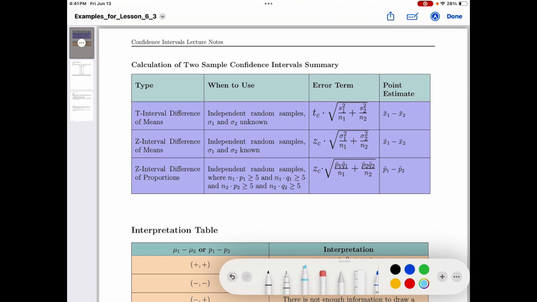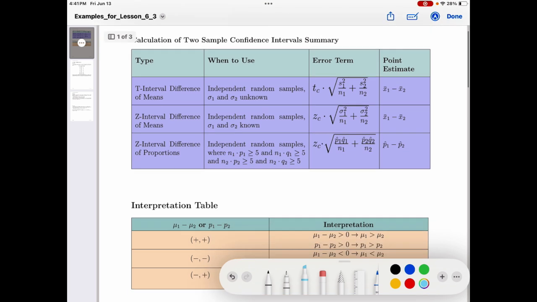Before we jump into the examples, I want to walk you through these two reference charts on the first page. The first one shows the different confidence intervals for two samples. And then the second table is our interpretation table, which is going to help us understand why we have the difference between our sample statistics as our point estimate.